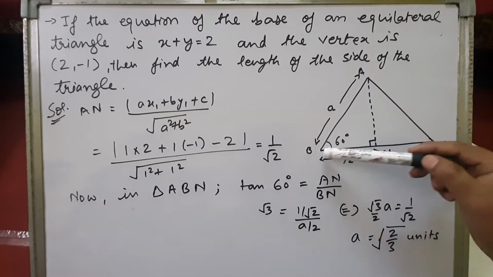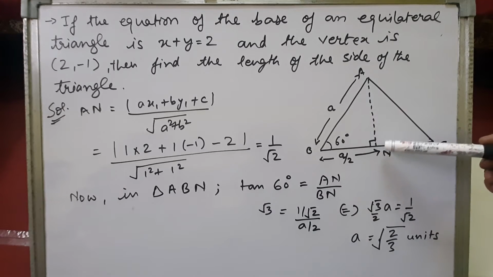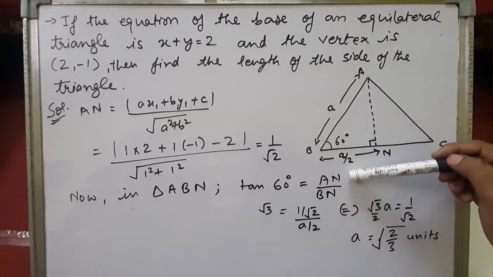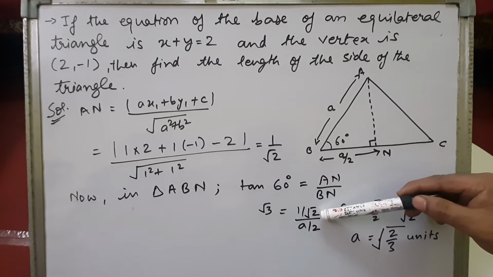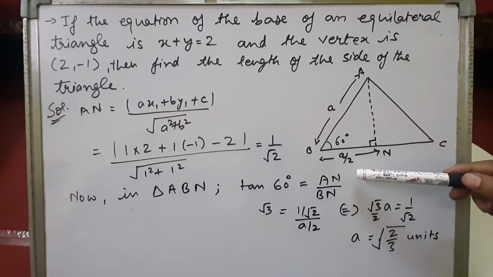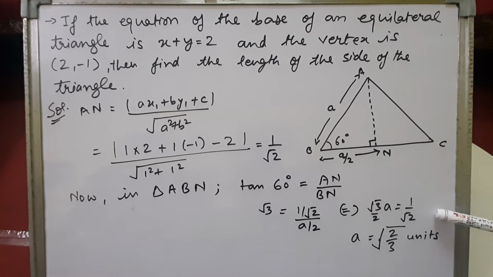So you can see in triangle ABC, angle B is 60 degrees. So if we apply tan 60 degrees, that equals perpendicular upon base. Now here the perpendicular will be AN and base will be BN. So it will be AN upon BN, the value of tan 60. The value of tan 60 is root 3. AN is 1 by root 2, we have already calculated, and BN is A by 2 if the side of the triangle is A, right? Now when we cross multiply, we'll get root 3 A upon 2 equals 1 by root 2. When we cross multiply and solve, we get the value of A, which is the side of the equilateral triangle, as under root 2 by 3 units. Alright, please note down the solution, children.